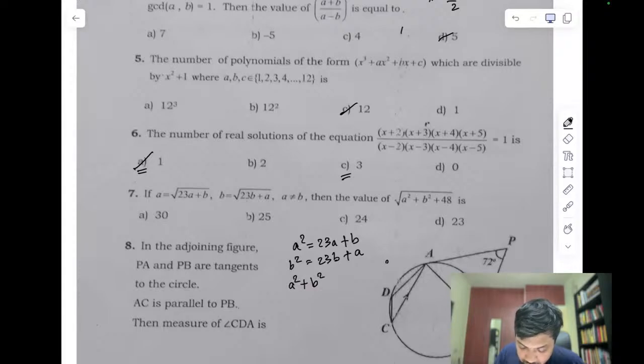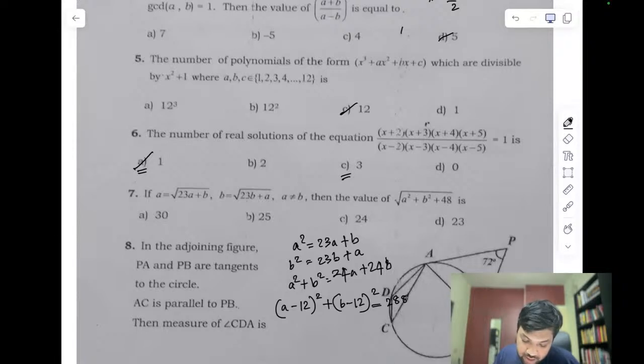This is the kind of thing we do, right? 23a plus b plus a plus b. Also, it's a square, sorry. It's just 24a plus 24b. And this is the usual completing the square thing. I'll try first. If it works, it works. A minus 12 square plus b minus 12 square is 288, I guess. That's one thing to try.